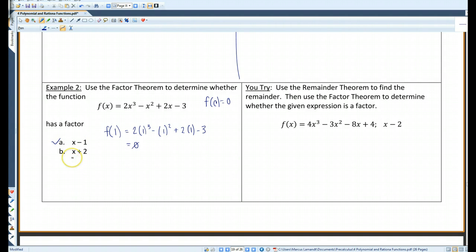Now let's plug in the other one. F of negative 2, you get 2 times negative 3 cubed minus negative 3 squared plus 2 times, oops, I'm putting in negative 3 instead of negative 2, my bad. There's this.